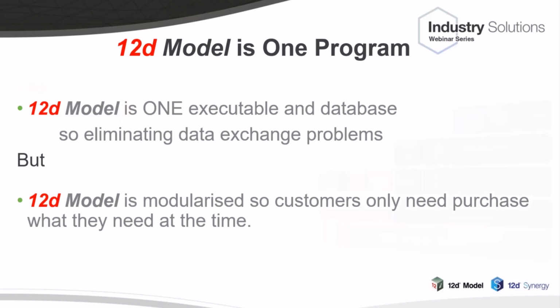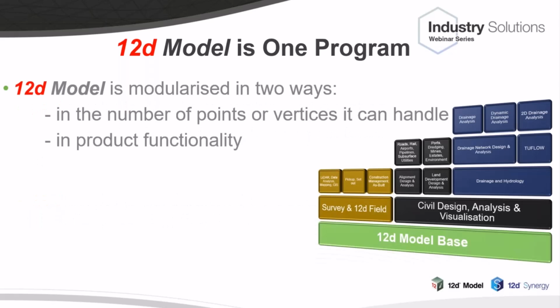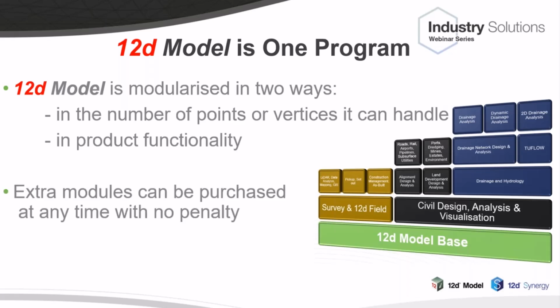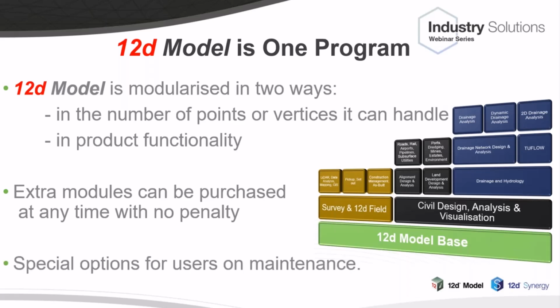So it's modularized in two ways, from the number of points or vertices it can handle, which can go up from 100,000, 5 million and above, and there's a job here with 7 billion in it. But it also goes in product functionality. So we're trying to mention things from each of those areas in this seminar. But you can get the extra modules at any time with no penalty in price. We also have special options for users who are on maintenance.